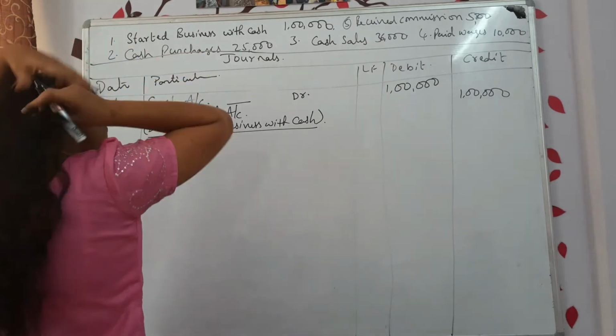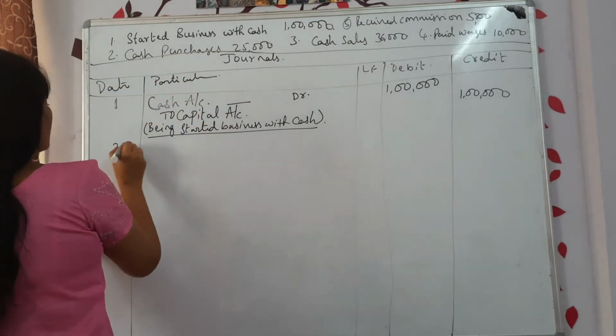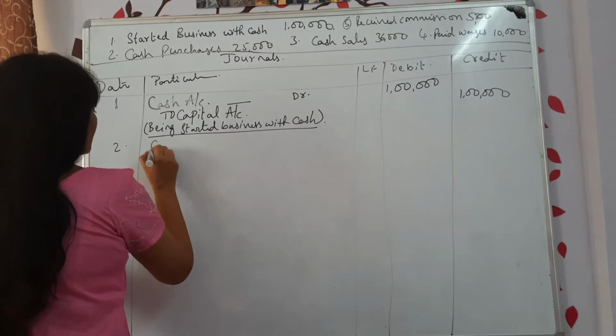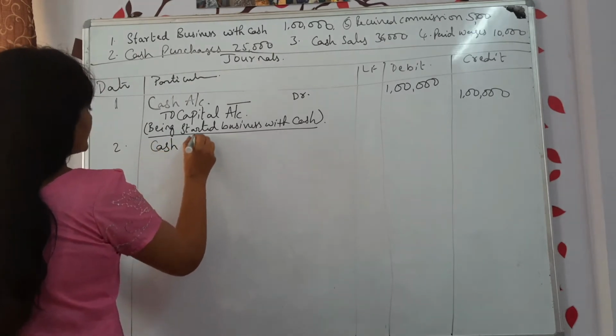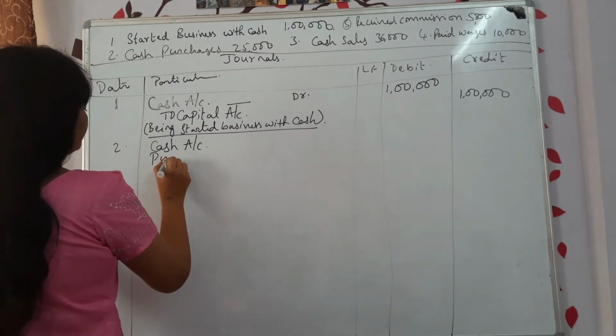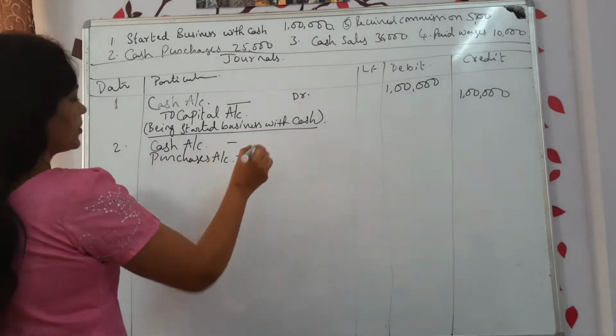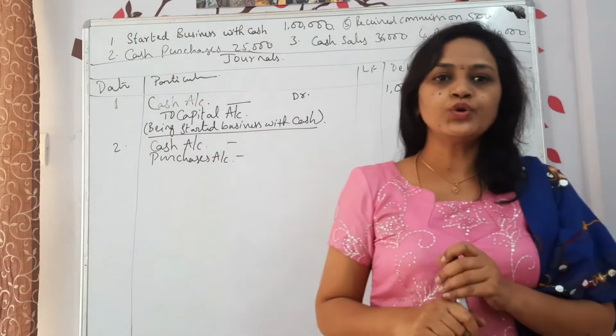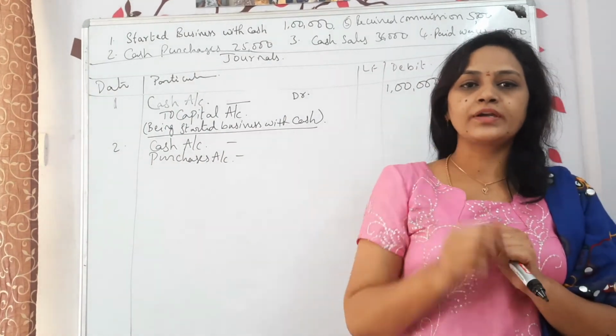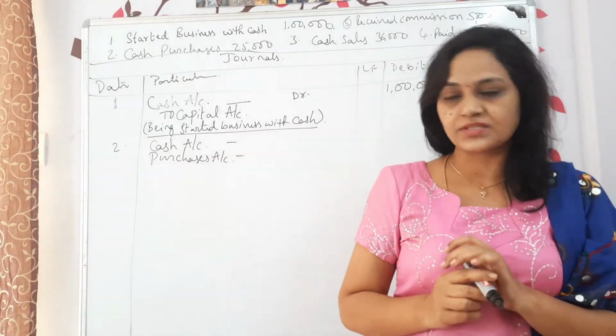Now move on to the second transaction. Cash purchases. So now what are the accounts? Let me write down first. Cash account is there and purchases account is there. What is the first step we are going to do? First you have to assign what kind of account that is. First you have to classify that.